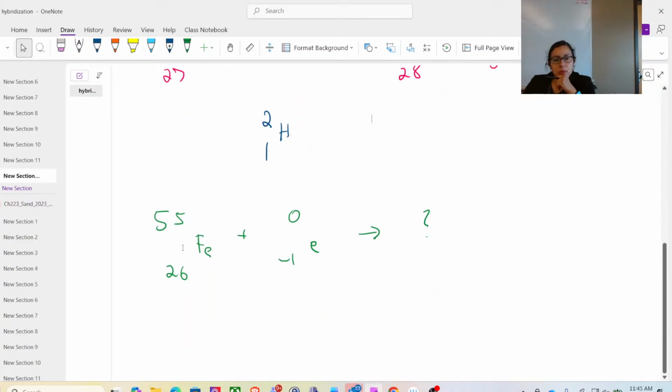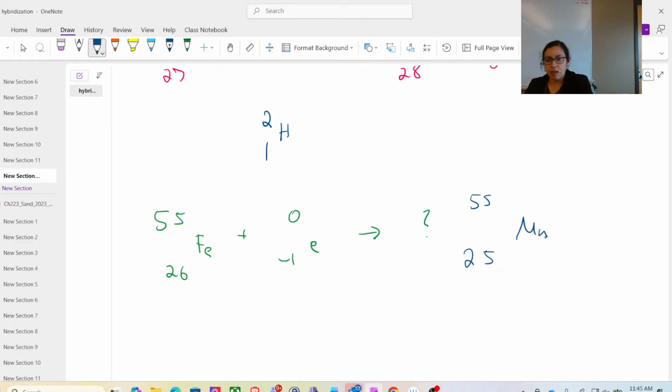All right. And then what was missing in our product for this side? So manganese, so that'd be 25. And then what's the mass still? So 55, 25 manganese. Good. All right. Questions?